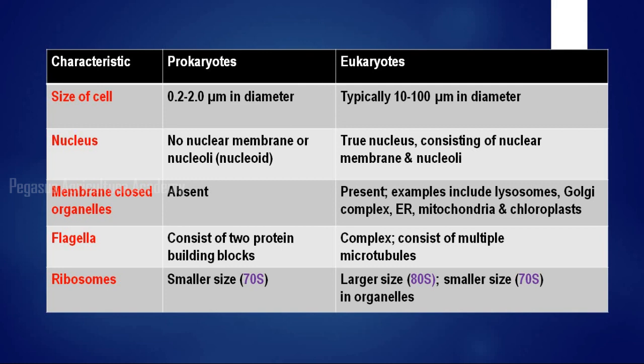The next one is the flagella. The flagella in prokaryotes consist of two protein building blocks. It is a very simple structure, with no complex materials, only two simple protein blocks.